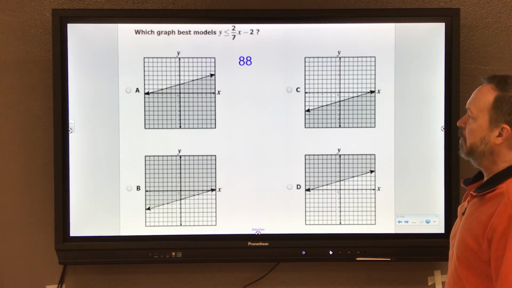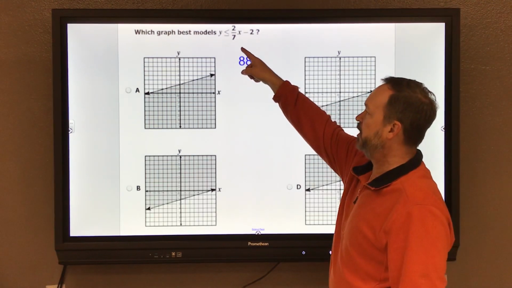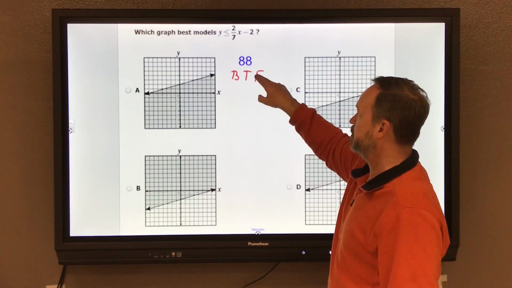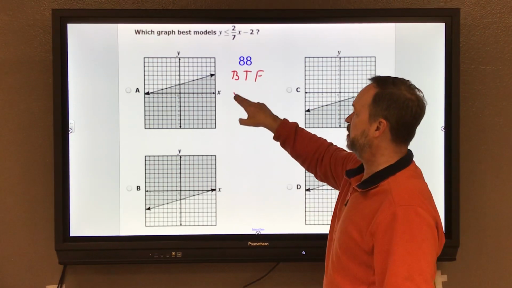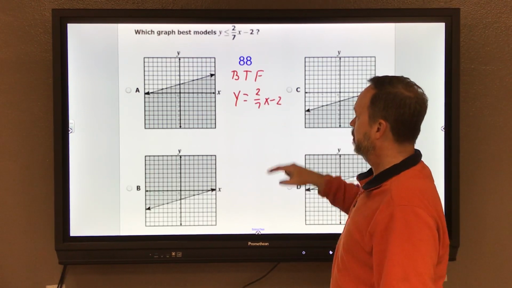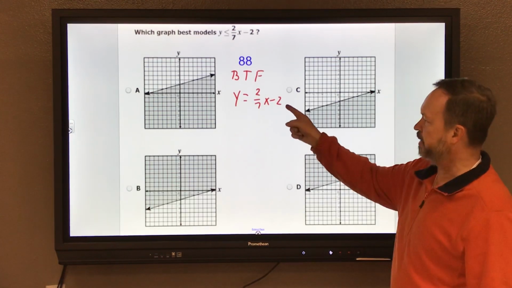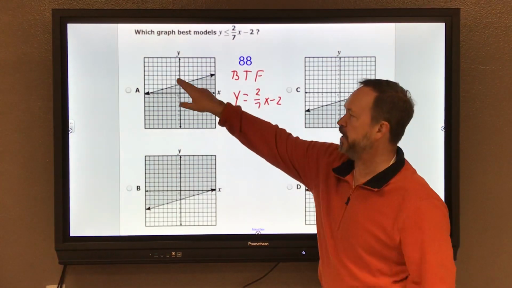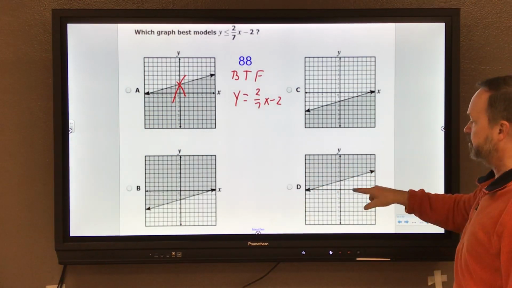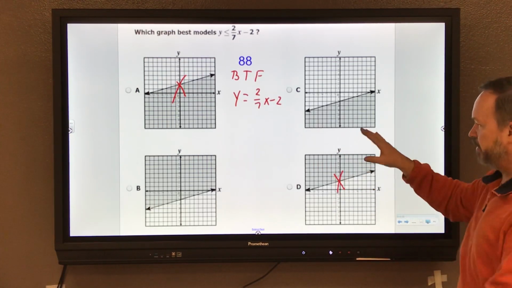Which graph best models this? Remember when we had these, the first thing we did was build a fence. Build the fence. The fence occurs at the equal place. So it's a positive slope, but all of those are. The y-intercept's at negative 2. That one is not, so it can't be the answer. That one is, it might be the answer. That one is, it might be the answer. That one does not have a y-intercept at negative 2, so it's not the answer. So I'm down to those two.